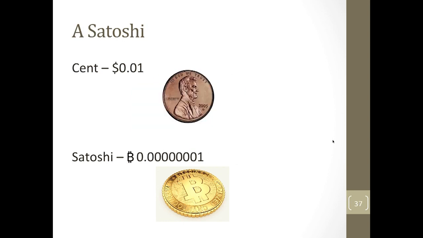And then you may have heard of a thing called a Satoshi. Just like we have with regular currency, a penny, a cent, well, in the Bitcoin world, named after the founder, we have a Satoshi, which is 1 Satoshi, all the way down to 8 decimal places.